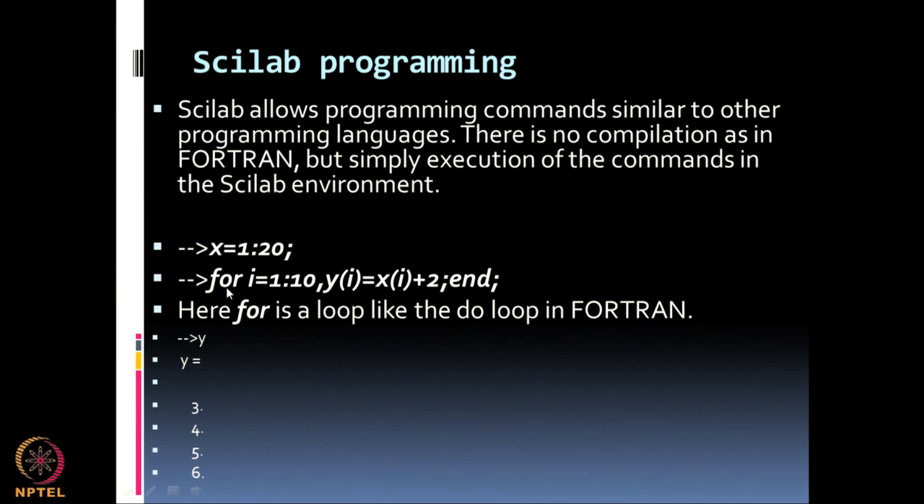Now, this is how I will do a do loop in a Scilab program. How do I do this do loop? for i = 1:10, y(i) = x(i) + 2; end. So, this is the do loop. In an earlier statement, I have already defined x from 1 to 20. There will be 20 values. x will go from 1 to 20. So, in my second loop, i goes from 1 to 10 and each y(i) is x(i) + 2.